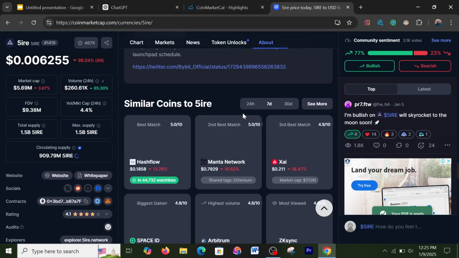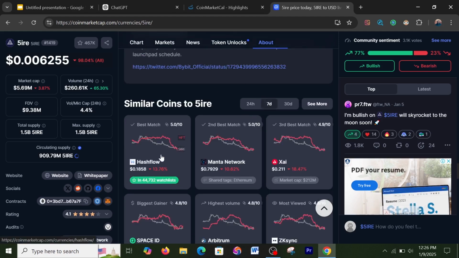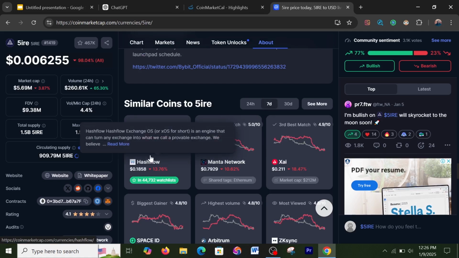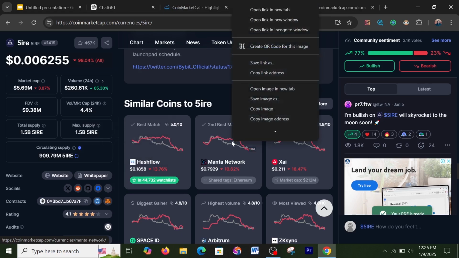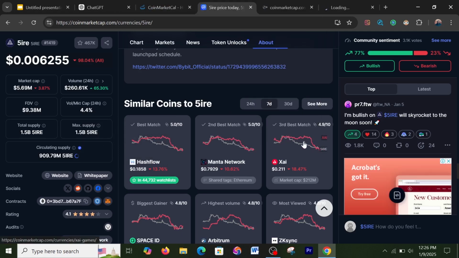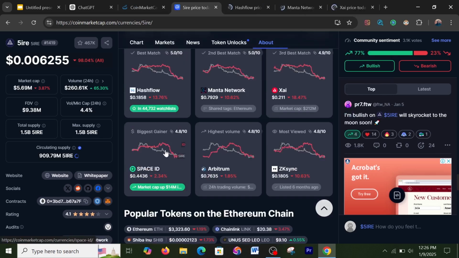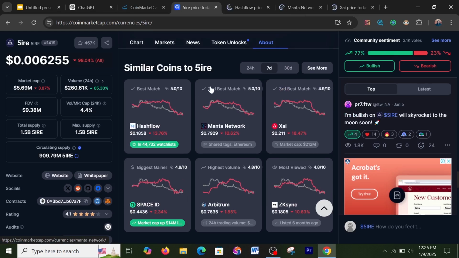Then let's look at similar tokens like this. You could see Hashflow is like it. We could open this in a new tab. Manta Network, we could open this in a new tab. Zai, we could open this in a new tab. These are the ones closest to it, these top three. So let's look at their prices. This one is 0.18. This one is 0.79. This one is 0.2. So you could already see that this particular token is way undervalued in comparison with tokens that are like it.